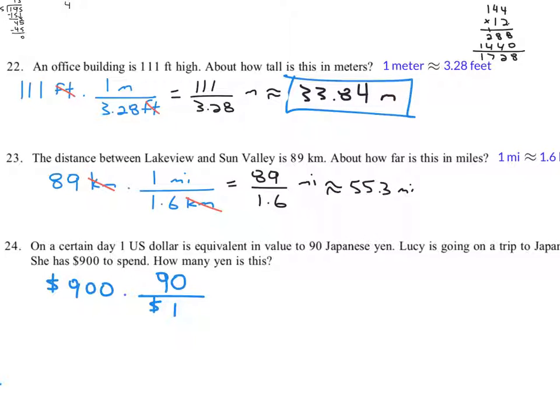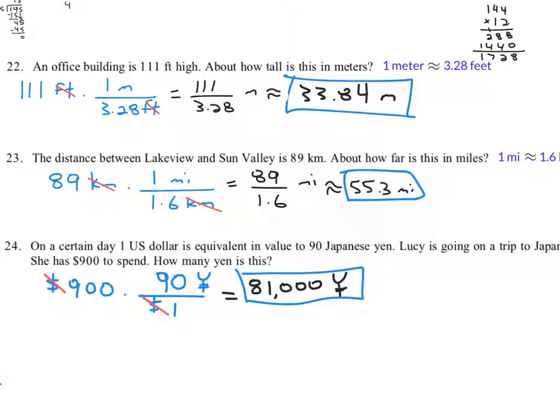I want to say yen is like this. Okay. And what do we get when we multiply that? Well, first let's see what we can cancel. We can cancel dollars and dollars. So we have left as a units yen. And 900 times 9, 9 times 9 is 81. And there are 3 zeros to add, so that is 81,000 yen. I should box this answer, and I should box this answer. Okay.